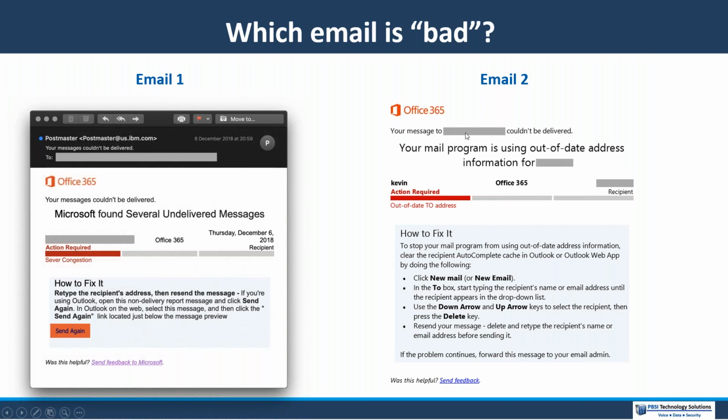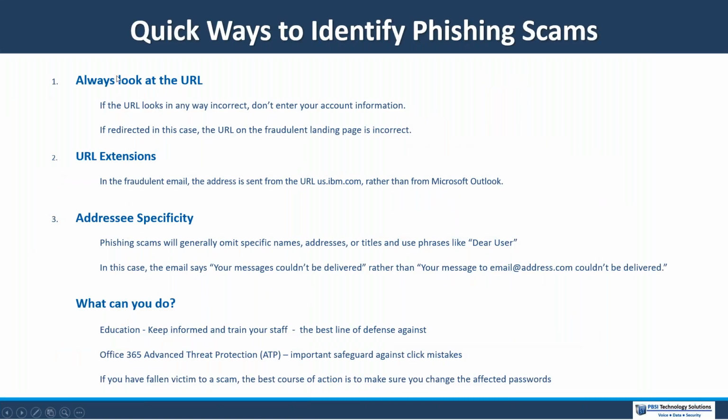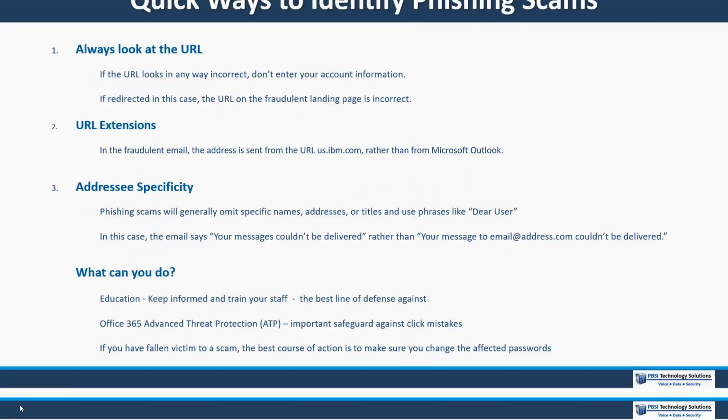This one uses a name. This one doesn't use a name. So it's difficult. I probably wouldn't click on either of these emails, but always look at the URL and the extension of the URL, and if there's addressee specificity. So this is to Ray as opposed to dear client. So hopefully that's helpful information in evaluating emails.